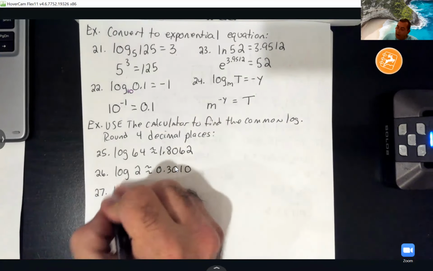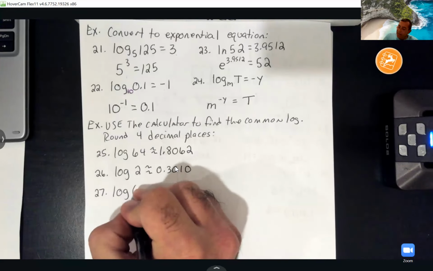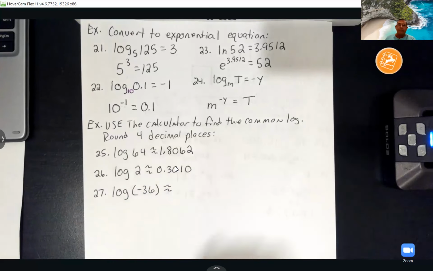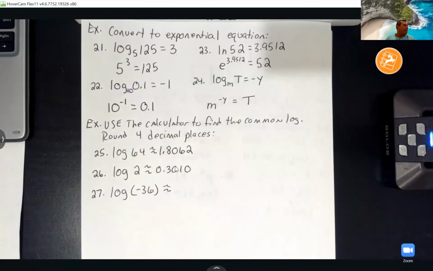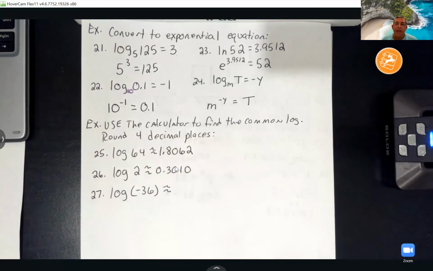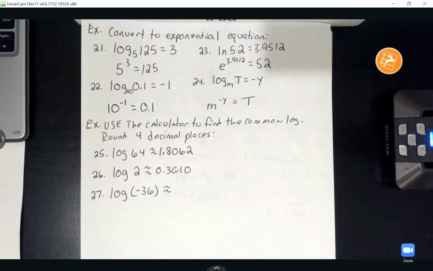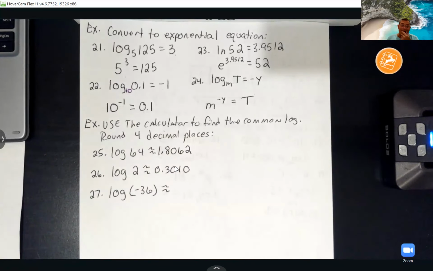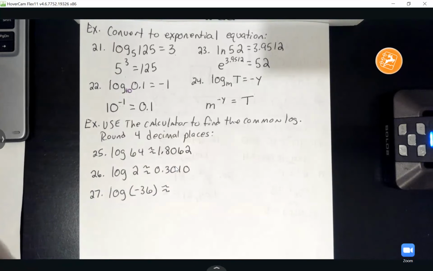All right, y'all, log of a negative 36. Are you actually getting a number on that? Oh shoot, hold on. No, I'm not, because I didn't put a negative. Yeah, make it a negative on that. It's the error. It's a non-real answer.